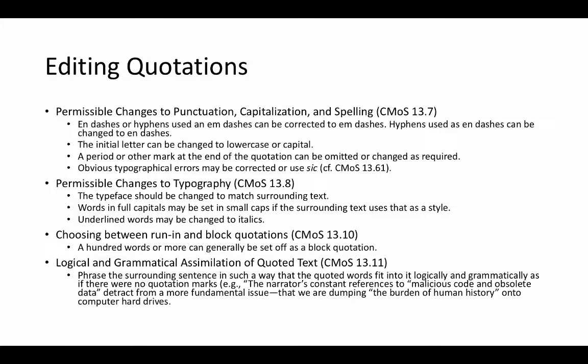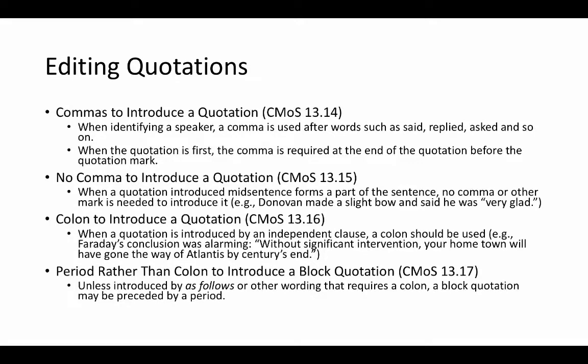And then the way that you would assimilate the quoted text into the writing really is a matter of knowing logic and grammar. So the narrator's constant references to, and here comes the quotation, "malicious code and obsolete data," detract from a more fundamental issue. So the point being that it flows logically and grammatically into the writer's writing, even though it's using a quotation. So it takes some thinking about quoting it logically and grammatically correct.